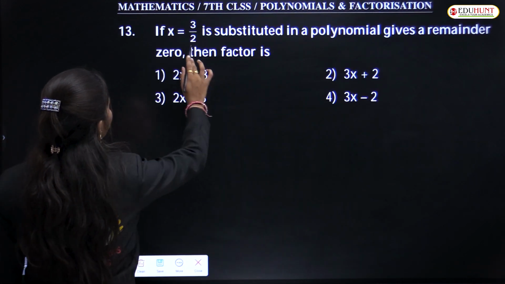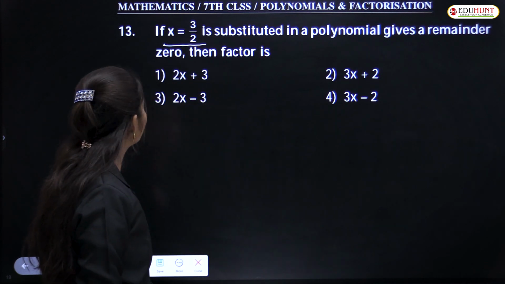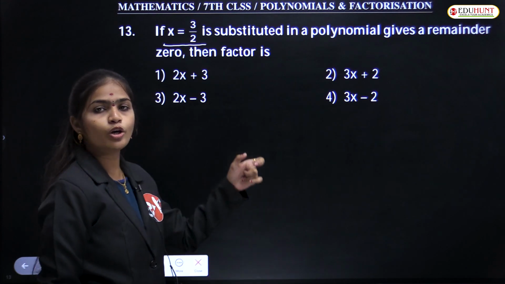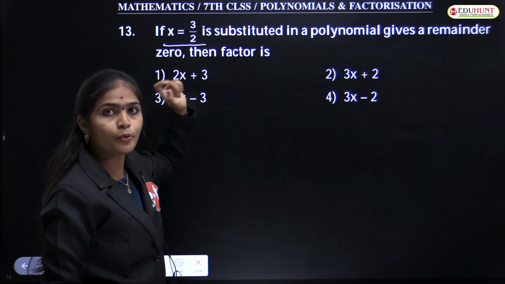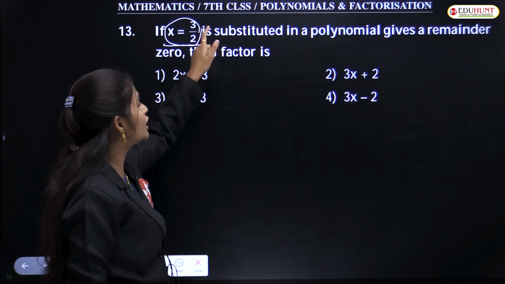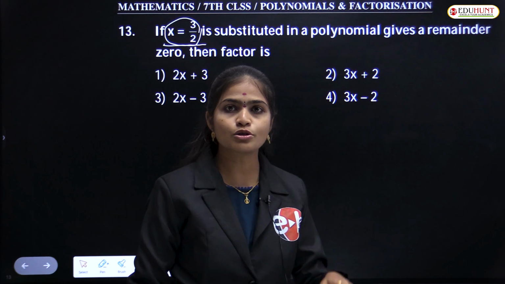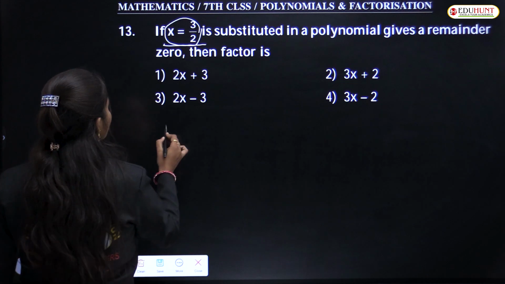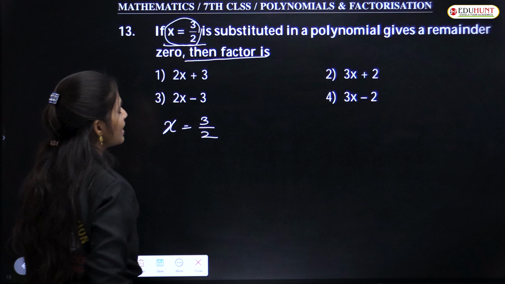So children, see here. If x is equal to 3 by 2 is substituted in a polynomial and gives the remainder 0, which means here P of x is one of the polynomials. In that polynomial, if you substitute the value x is 3 by 2, then that polynomial divides exactly. Actually this is the value of that factor. We know that x minus 2 is a factor, so we substitute x is equal to 2 only. In the same way they are asking like this. Here they have given x is equal to 3 by 2. Now what is that factor they are asking?